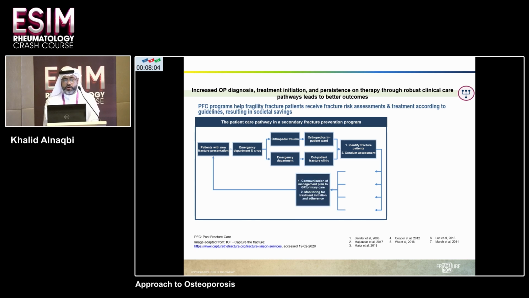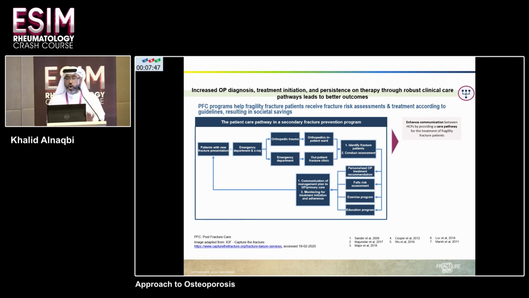There is communication of the management plan to the GP or primary care, and monitoring of treatment initiation and adherence. Then we also ensure personalized osteoporosis treatment recommendation, fall risk assessment, exercise program, and education program. So with all this, there will be enhanced communication between healthcare professionals, or HCPs, by providing a care pathway for the treatment of fragility fracture patients.